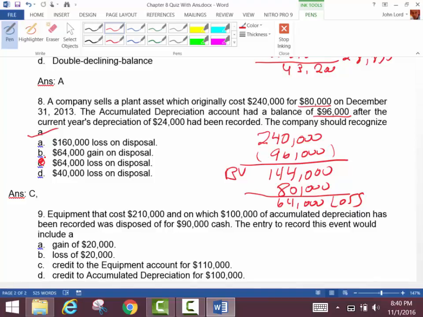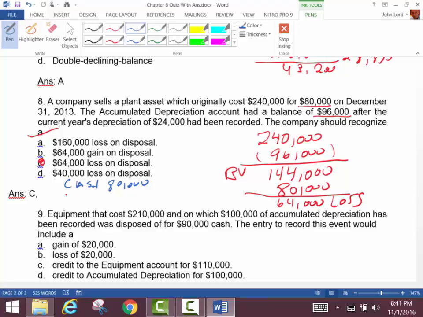Who wants to give me the journal entry on that? Debit cash for what? 80,000, good. Debit loss for 64. Do you mind if we do the loss last? I'll put that debit. You're right, but I want to do that last. Go ahead, give me another debit. No, I'm going to do that last. I'm going to do the long line for the loss last.